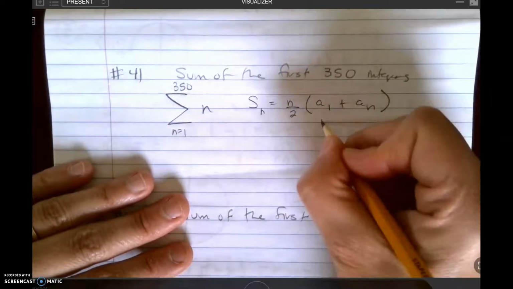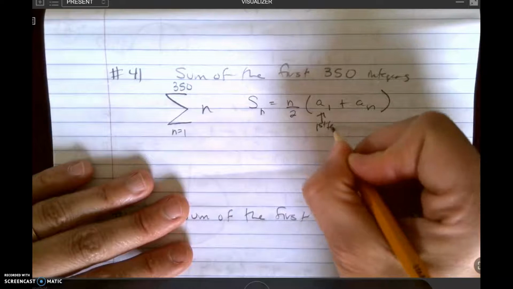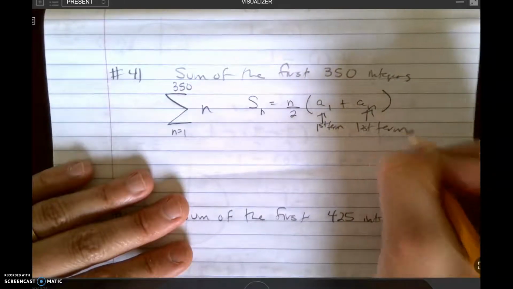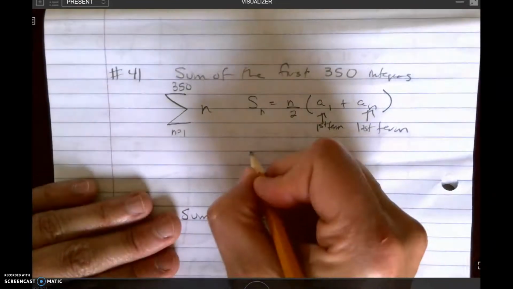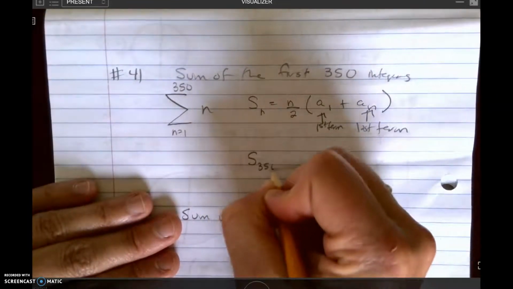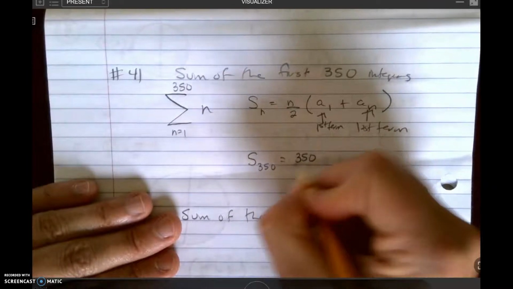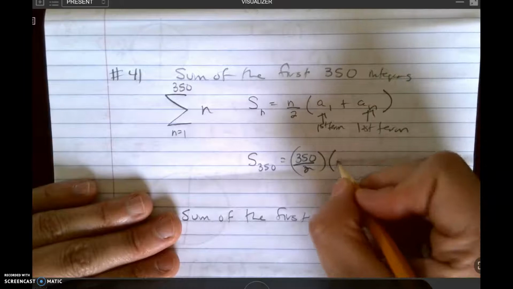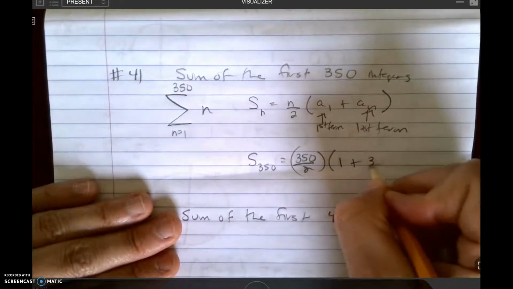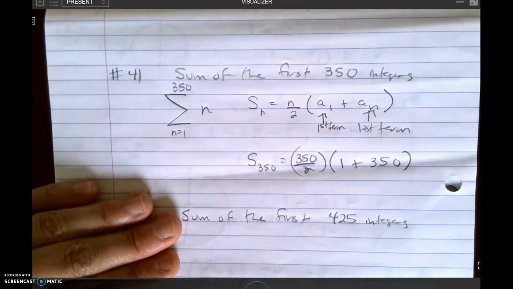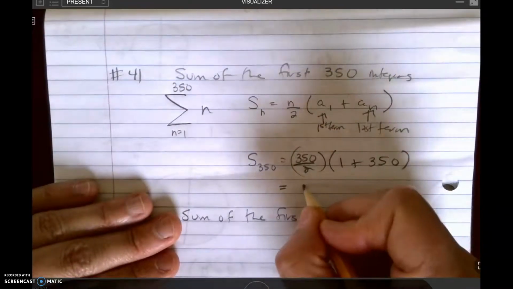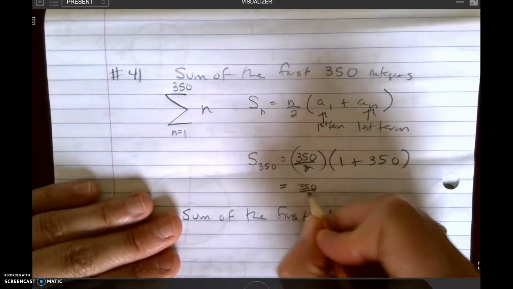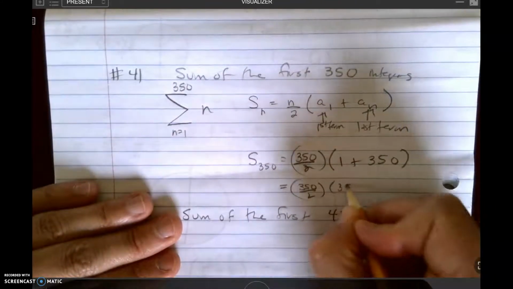And remember, this means the first term, and this means the last term. So S sub 350 is 350 divided by 2. Always protect fractions with parentheses. The first term would be 1, and the last term would be 350. So I have 350 divided by 2 times 351.